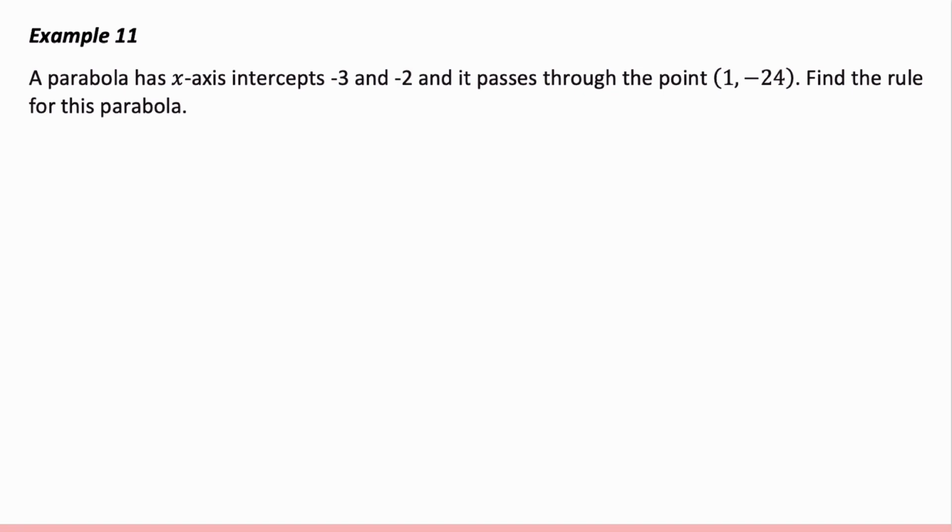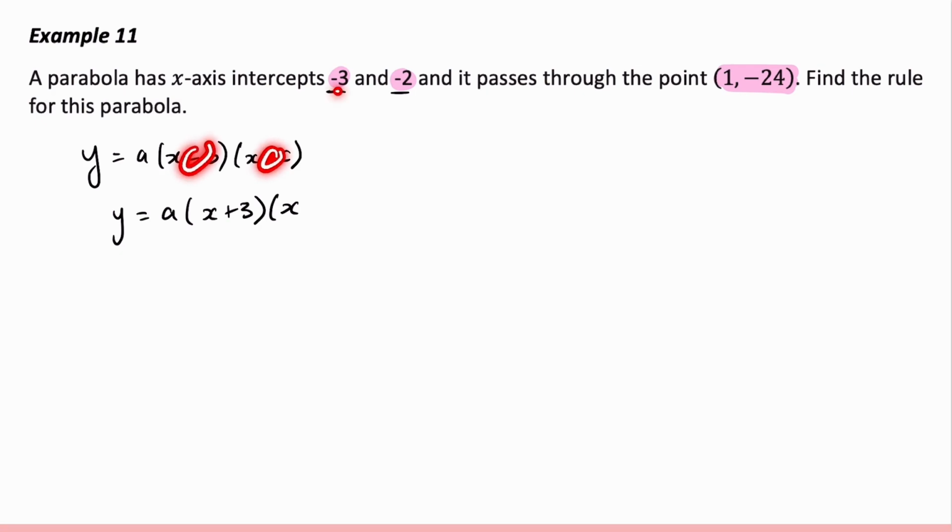So a parabola has x-intercepts at -3 and -2, and it passes through this particular point here. Find the rule. So as soon as I see this, I'm automatically thinking of the x-intercept form. So that's a(x - b)(x - c). And because I know its axis intercepts, I can substitute them in right away. Now just make sure that we do change the signs. That's why we have a negative in the general form, so that we change the signs when we put it in. So that's that one.